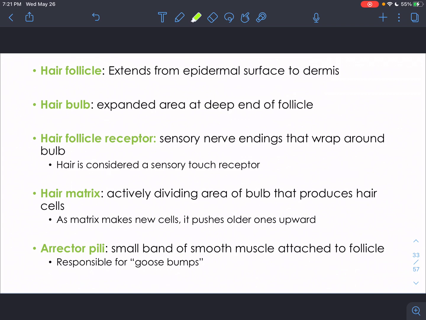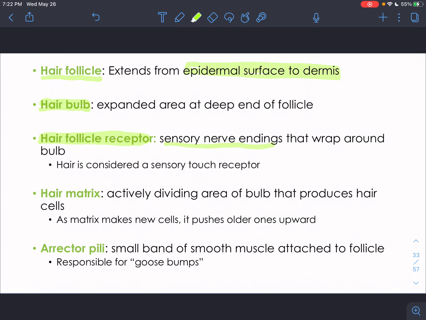Okay, some other hair structures. So again, your follicle is going to be under the skin, and it's going to extend from the epidermal surface down to the dermis. At the very bottom of the follicle, you have a hair bulb, which is going to be kind of like a rounded area right at the bottom. Around the bulb, you have what's known as a hair follicle receptor, which is sensory nerve endings that wrap around the bulb itself, and allows you to feel the movement of your hair.